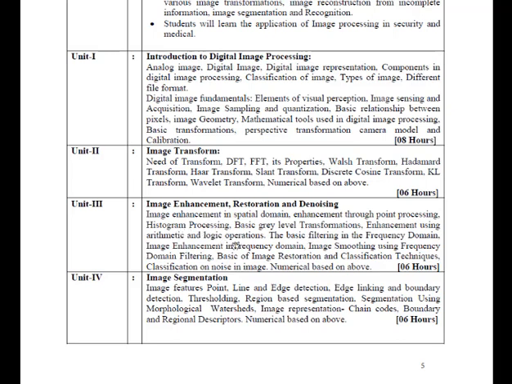Histogram processing, basic transformations, then enhancement using arithmetic and logic operations. Now these things will look quite unfamiliar to you, but don't worry, we will study them one by one when the unit starts. There are different denoising techniques like image smoothing, then image restoration and classification. These things are for image enhancement, restoration and denoising. Denoising means reducing the unwanted part from any image.